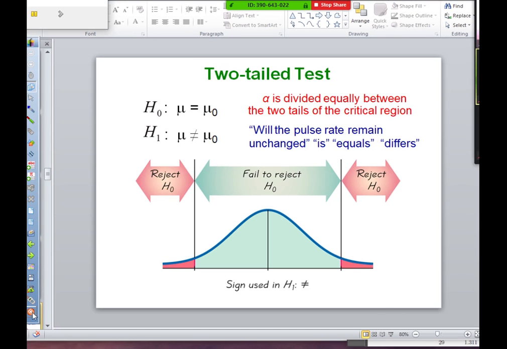All right, and then we have the two-tailed test. Megan, can you read this one?